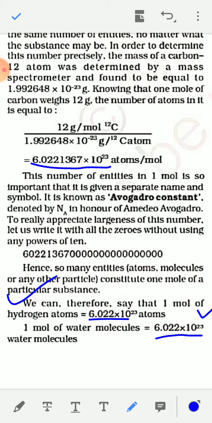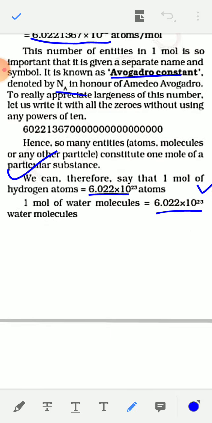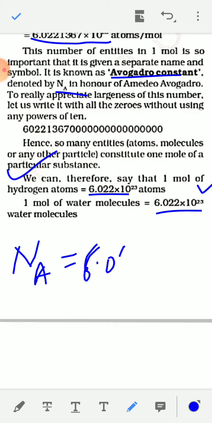Okay, and this number is known as the Avogadro constant, which is denoted by NA, capital N, small a. So NA is the Avogadro number, which is represented by NA, and is equal to 6.022 into 10 to the power 23.